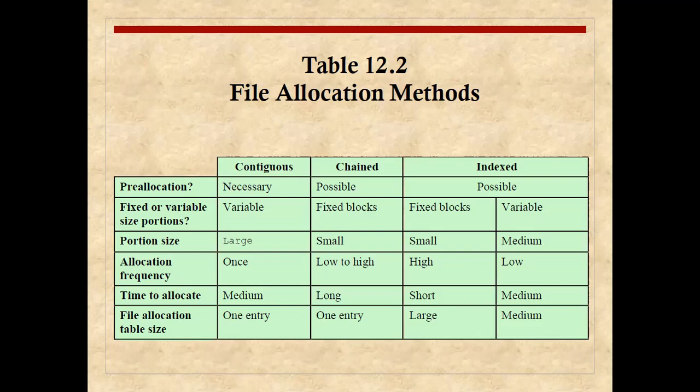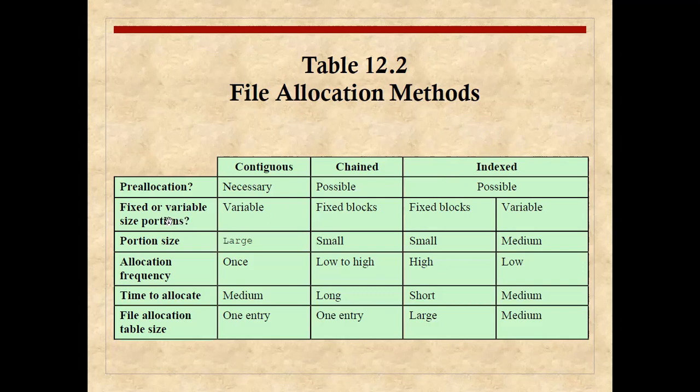File allocation methods. Now these are the general methods we are going to discuss: contiguous, chained and indexed. Some more methods are there, but we will be discussing these three. Talking about pre-allocation, in contiguous it is necessary. In chained it is possible to have pre-allocation. Indexed, again it is possible. Contiguous is a very basic thing, chained is something advanced, and indexed is super advanced, you can say.